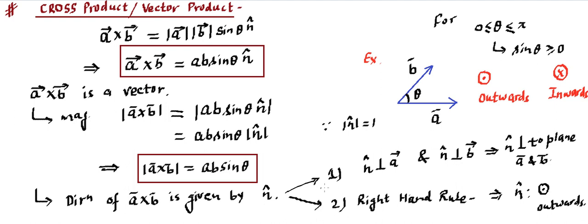To determine the direction, we use these two points. The first point is that this A cross B vector, or the n cap direction, is perpendicular to both the vectors individually. That means it is perpendicular to the plane in which the two vectors lie.